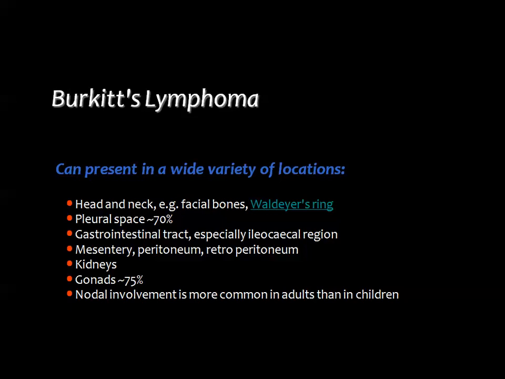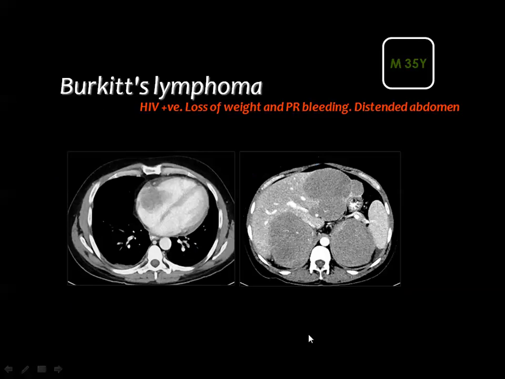Burkitt lymphoma can present with many sites of involvement, including sites in the head and neck, like the facial bones and the Waldeyer ring, the pleural space, gastrointestinal tract, mesentery, peritoneum, retroperitoneum, kidneys, and gonads. Nodal involvement is less common in children, but is more common in adults.